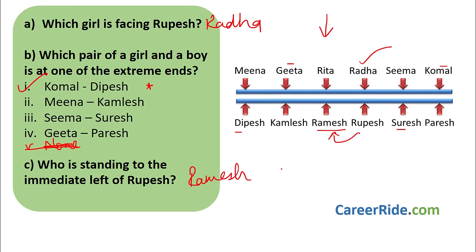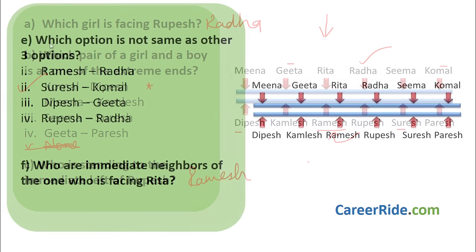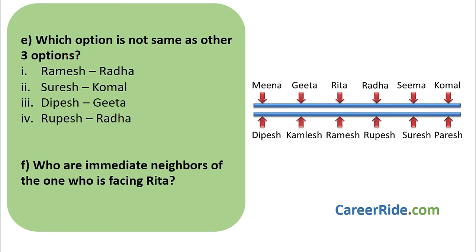Let's move to the next question related to this diagram. Which option is not the same as other three options? Okay, this can be tricky. Let's see. Ramesh and Radha. Okay, it is like this. Then it is like this. Now, Suresh and Komal. This is Suresh. This is Komal. Again, this is like this. Dipesh and Geeta. It is like this. Okay, we see a pattern. Right? Rupesh and Radha. It is like this. So, Rupesh and Radha is the answer. It is not like these three pairs.